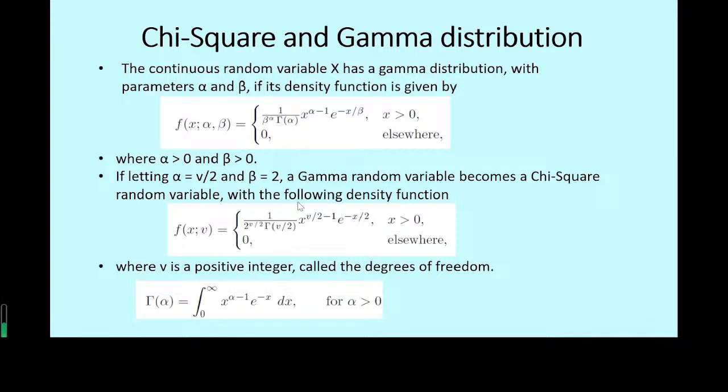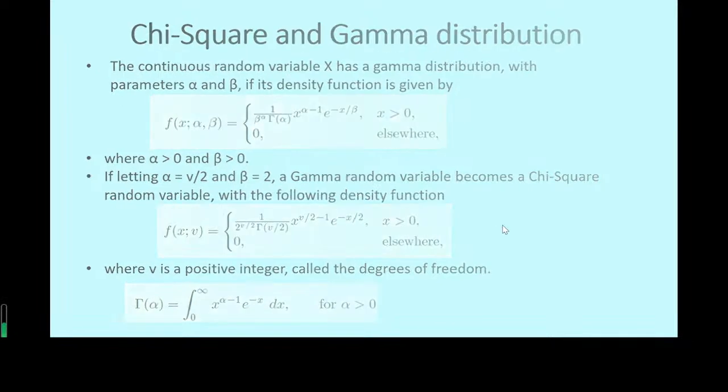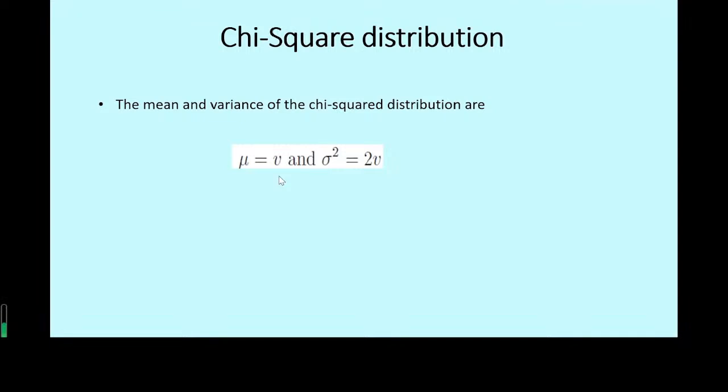In these two density functions, gamma of alpha is an integral from 0 to positive infinity of x to the power alpha minus 1 times e to the power minus x, integrated over x. The mean of the chi-square distribution is its degrees of freedom, nu, and the variance equals 2 nu.